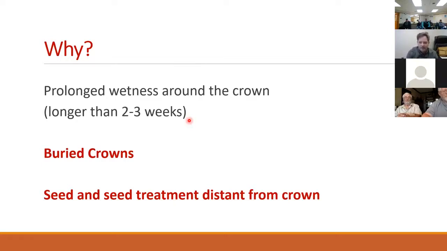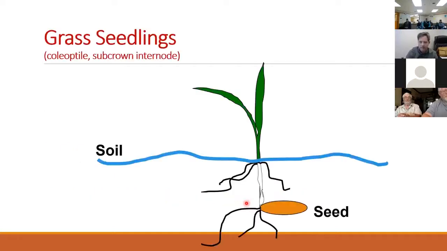Two other situations that I see in growers' fields are buried crowns, and the seed and seed treatment being distant from the crown of the plant. Let's just talk about how that happens. You guys know your plants very well. We plant the seed, it produces its initial roots, and then it sends up a coleoptile that reaches for the soil surface. Once it reaches the soil surface, the plant produces its true crown, and that's where we get the crown rot. The intervening space between these is the subcrown internode.